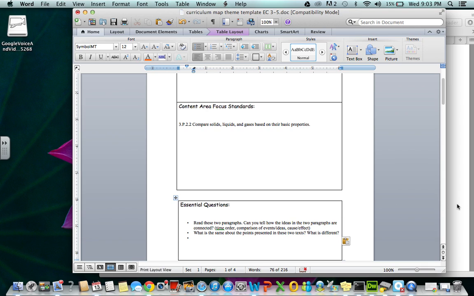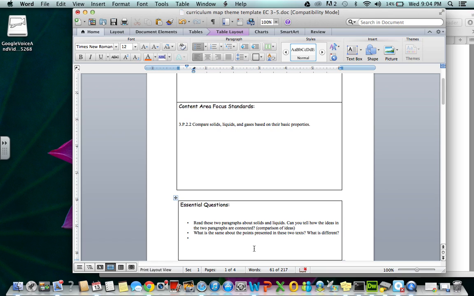All right, so now I've got those essential questions, but I'm going to go in and change them up a little bit so that they include the content as well. So I'm going to say, read these two paragraphs about solids and liquids. Can you tell how the ideas in the two paragraphs are connected? And we're going to take out time order because that's not what they're doing, and we're also going to take out cause and effect because that's not what they're doing. They're only doing a comparison of ideas, actually. We can even take out events.